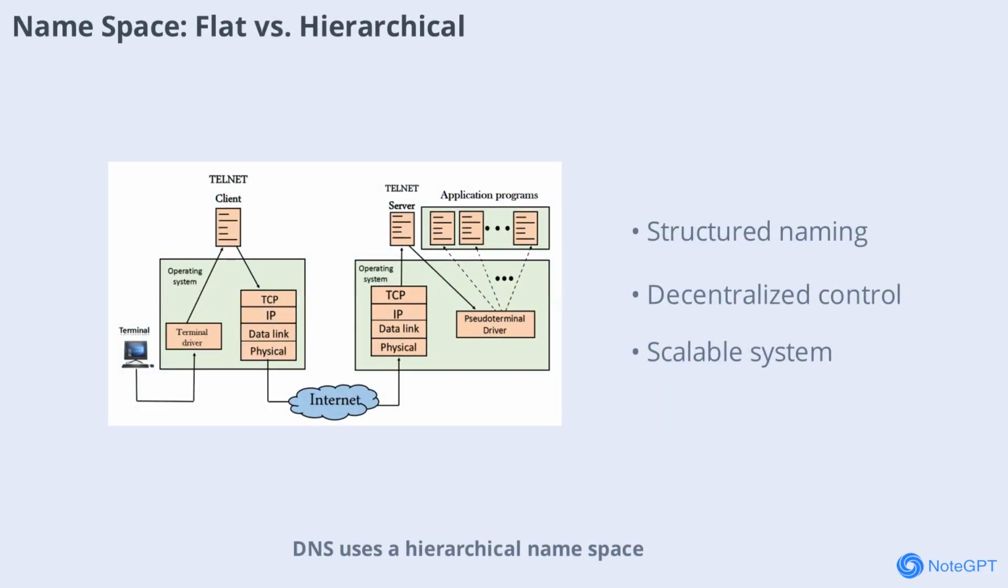DNS uses a hierarchical namespace, where names are structured in parts representing organization, department, and more. This allows decentralized control and avoids ambiguity. In contrast, a flat namespace assigns names without structure, which is impractical for large systems. The hierarchical model supports efficient, scalable, and conflict-free naming across the global Internet.